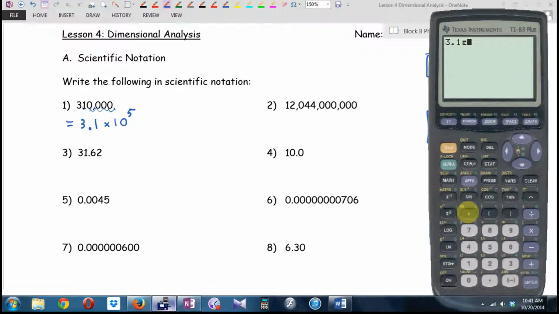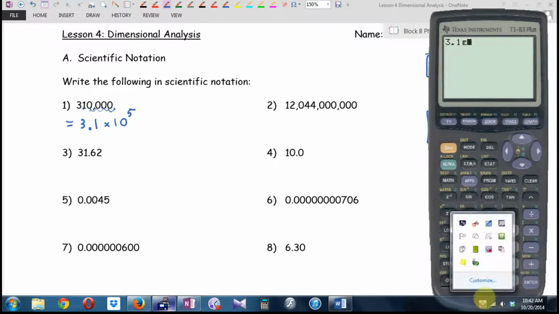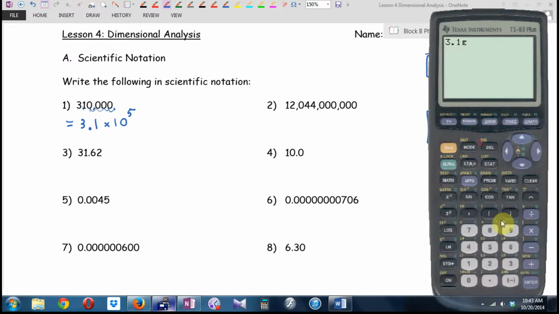Oh, and you're not going to press times. You're not going to type 10. You're going to go 3.1 and press the scientific notation button. Is there anybody that can't find it? Okay. You'd be right there. So you've hit your scientific notation button, and then 5.